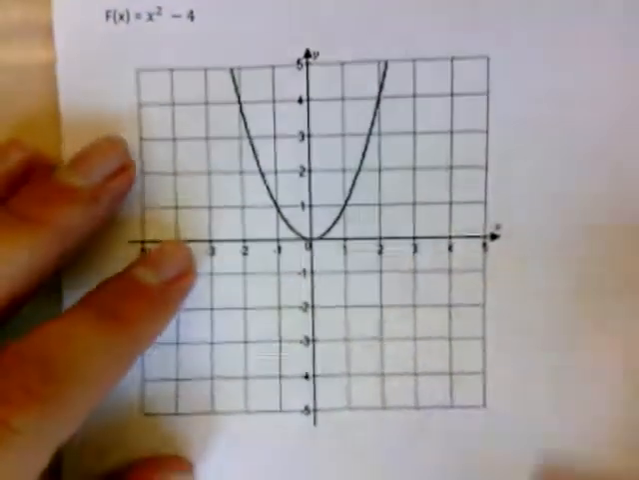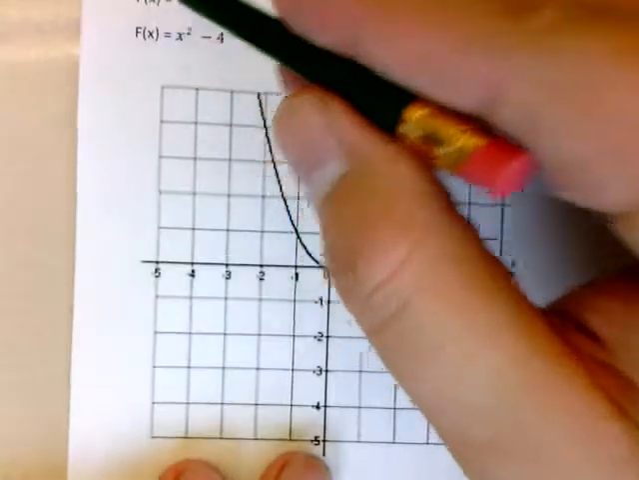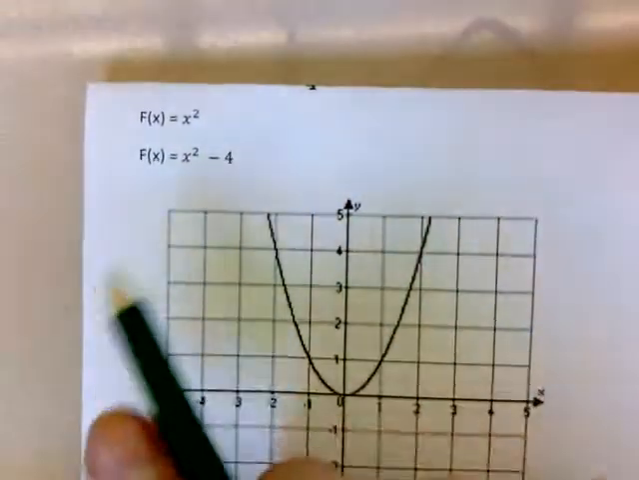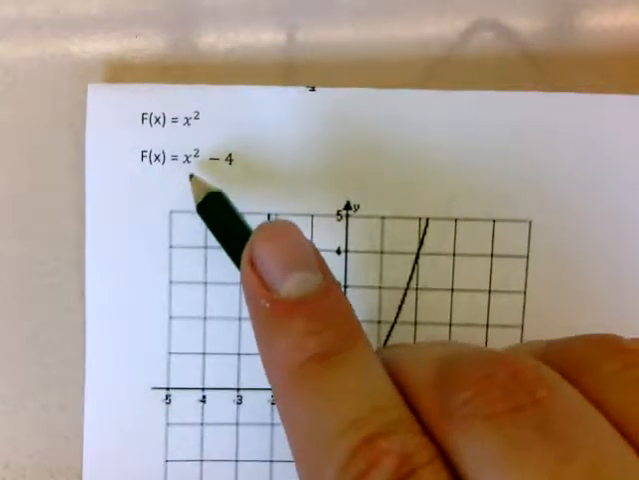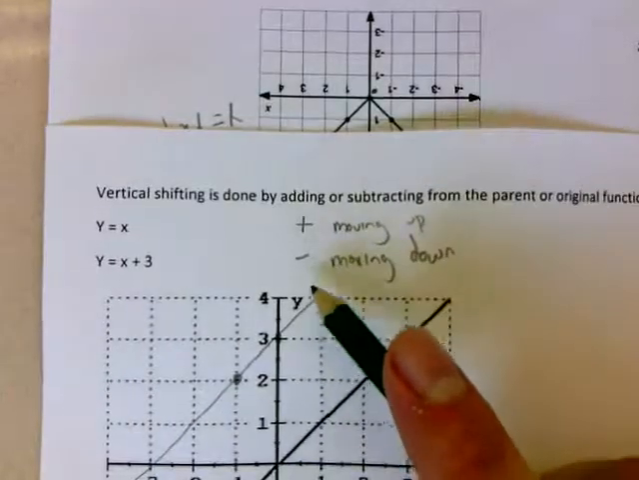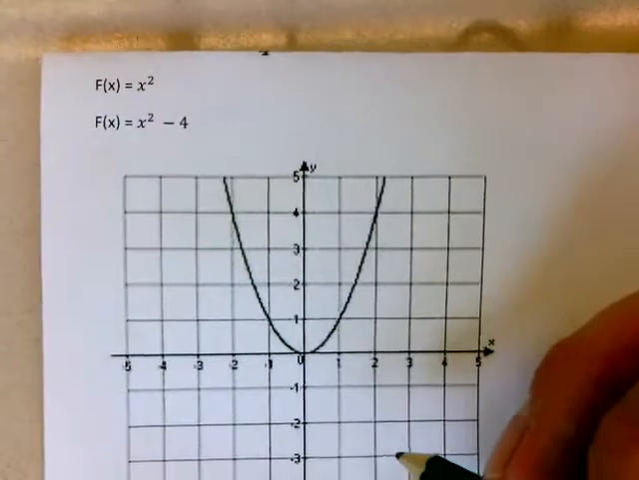So the original parent function is y equals x squared. What it wants is to make a vertical shift of negative 4. Remember, minus means moving down. So we're going to move every point down 4 units.